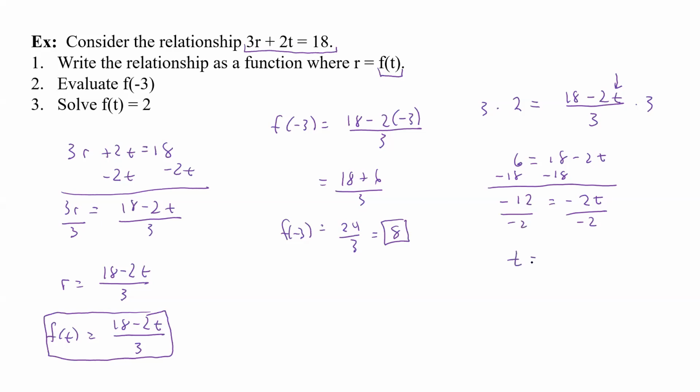And so what does that say? Well, t is negative 12 divided by negative 2, which is 6. And so that then is my solution.